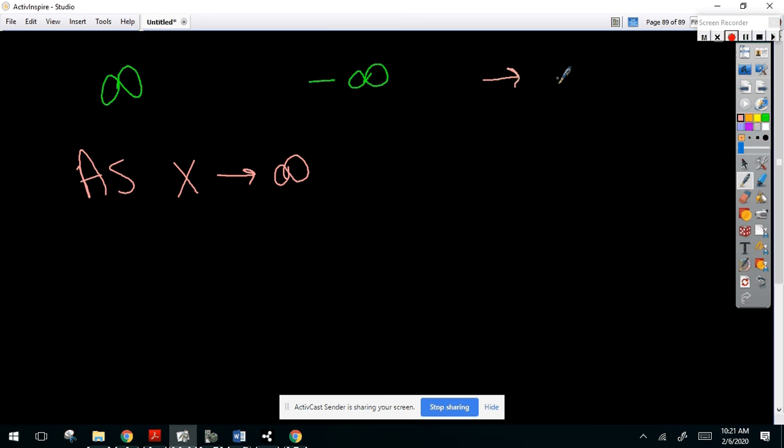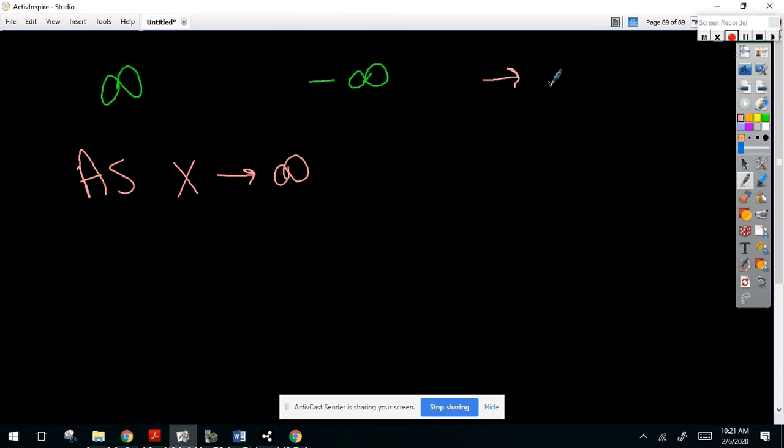All right, so again, tell me what this symbol means. Infinity. Negative infinity. Yes. I'm going to show you a little mathematical sentence, and let's see if you can figure out what this means.